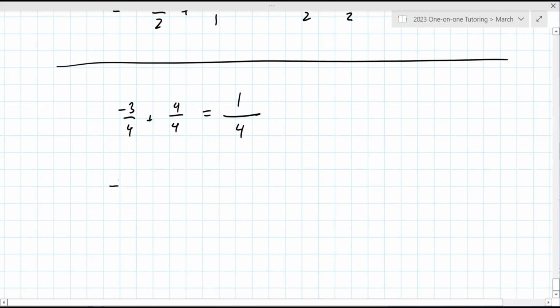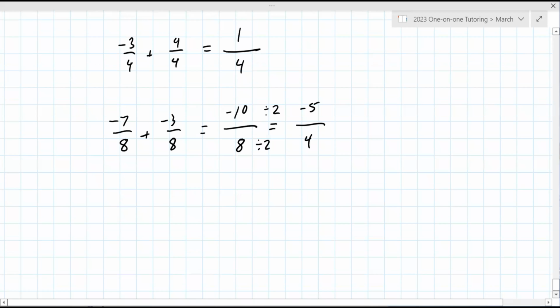Good. How about -7 over 8 plus -3 over 8? What does that become? -10 over 8. Does this reduce? I mean, it should. They're both divisible by 2. What's -10 divided by 2? -5. Over 4. Good.